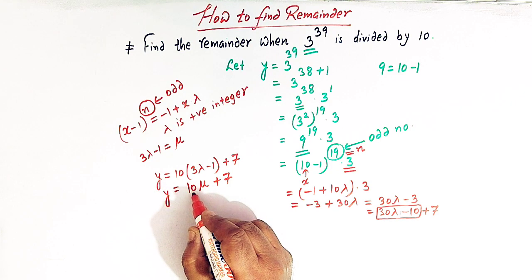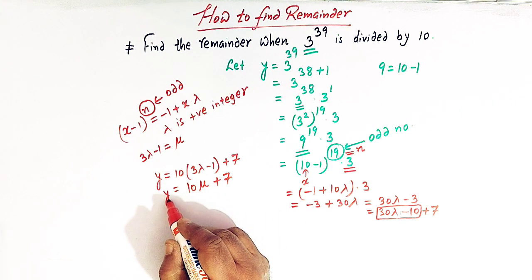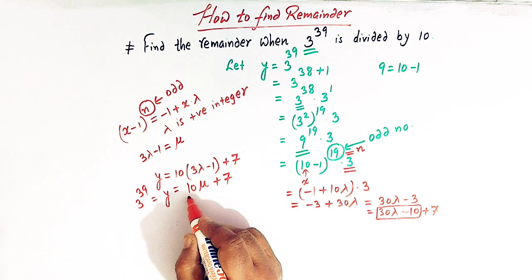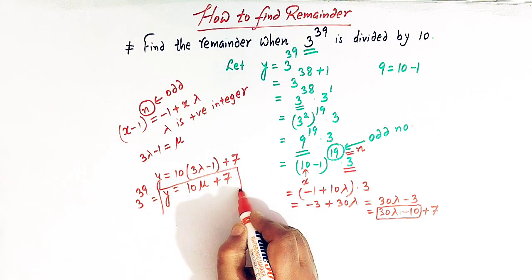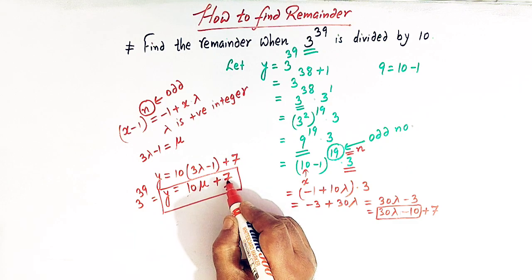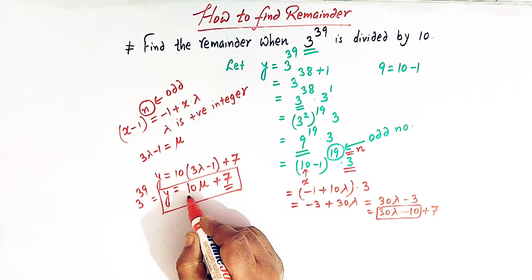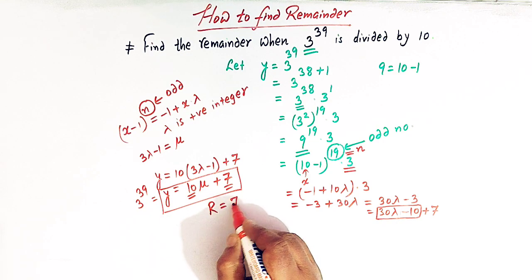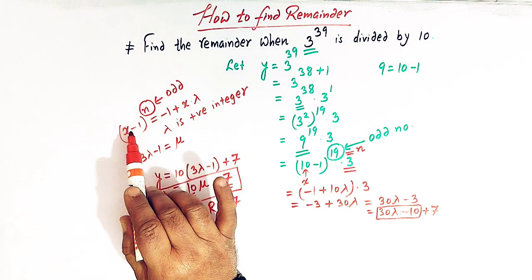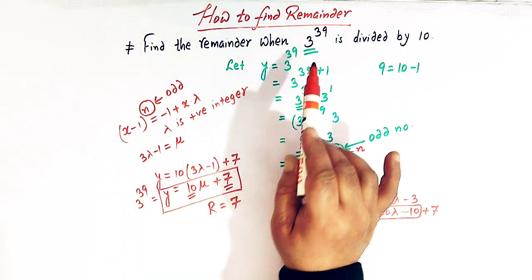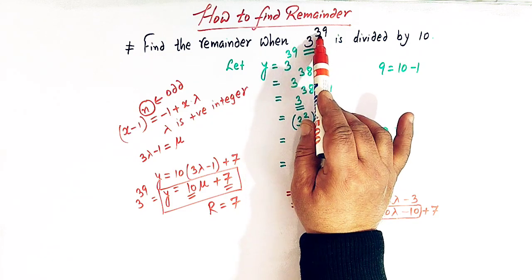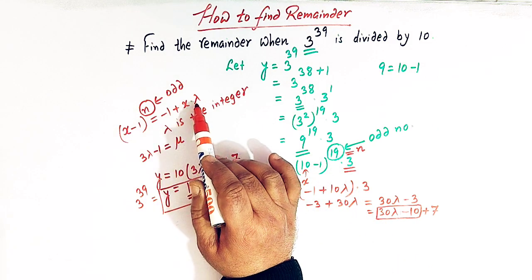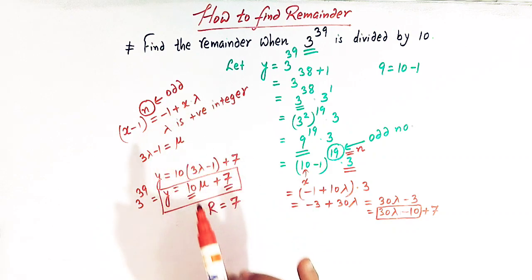So y is equal to 10 mu plus 7, and y is equal to 3 raised to 39. This expression shows that 7 is the remainder when 3 raised to 39 is divided by 10. So our remainder is 7. This is how, by making use of this concept, we can find the remainder when 3 raised to 39 is divided by 10. And always remember that here lambda is a positive integer.